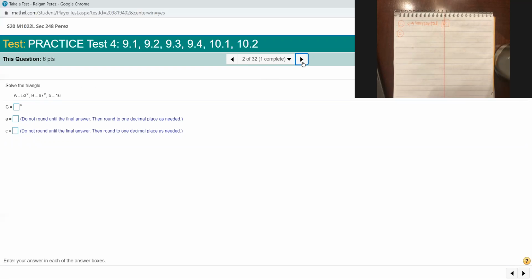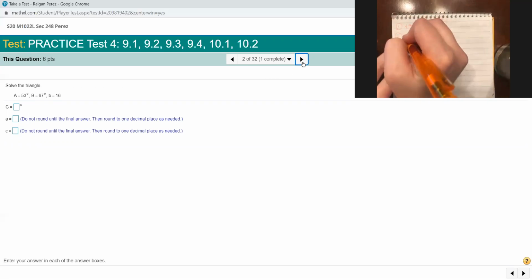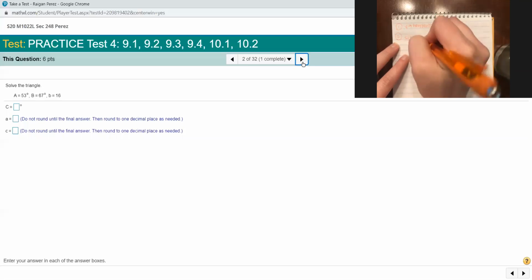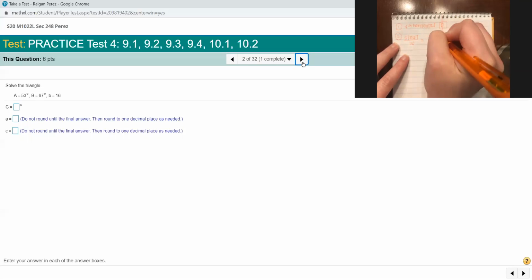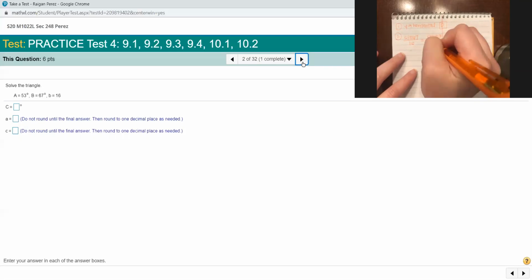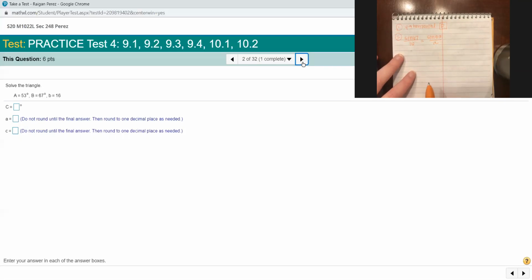A is 53 degrees, B is 67 degrees, and b is 16. Solve the triangle. So we have to decide if it's law of sines or law of cosines. But since we have an angle and the side opposite, it is law of sines. So that's sine of 67 over 16 is equal to sine of 53 over, we'll do A first. Well, I guess we should find the angle of C first.